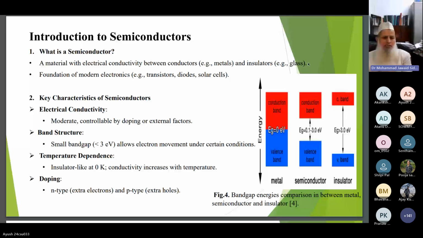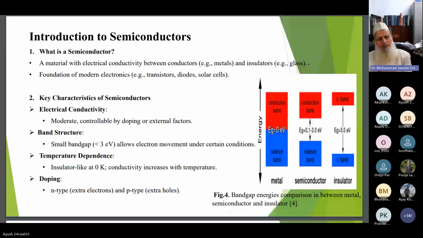So generally the band structure is the small band gap, less than 3 electron volts, which allows electron movement under certain conditions and temperature dependence. In an insulator at 0 degree Kelvin, all the states in the valence band are filled and all the states in the conduction band are empty. So no electron is available for conduction of current. So at 0 degree Kelvin, a semiconductor behaves just like an insulator.